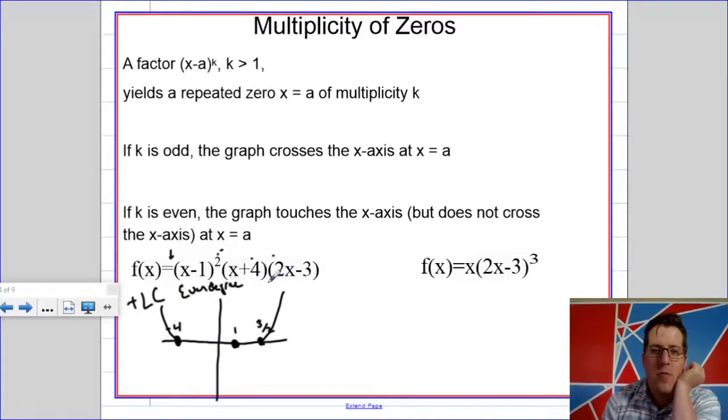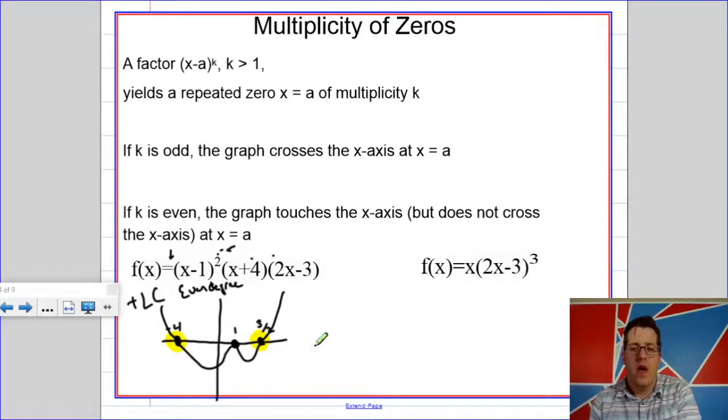Now the thing that's new here is that if a 0 is repeated an even number of times, the graph is going to bounce off of that 0. If a 0 is repeated an odd number of times, the graph will go through the axis at that 0. So that's going to lead to a graph that looks like this. So the graph goes through the axis at these zeros, the zeros that are only in the factored equation once each. And the graph bounces off the axis at this 0, 1, because its factor is repeated an even number of times.